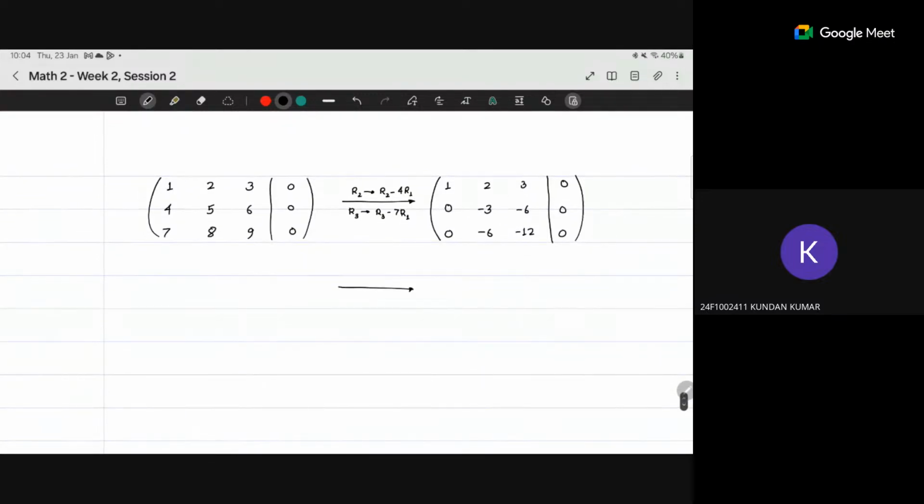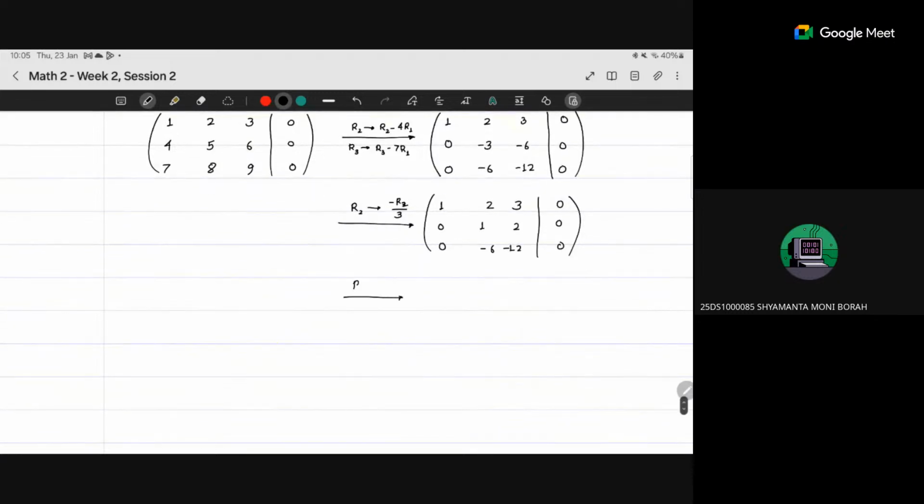So even before I normalize, let us normalize it first. Let's do R2 becomes minus R2 by 3. We'll have 1, 2, 3, no change. Then 0, 1, 2, and 0, minus 6, minus 12. Then if I do R3 becomes R3 plus 6 R2, we have 1, 2, 3, 0, 1, 2, 0, 0, 0.